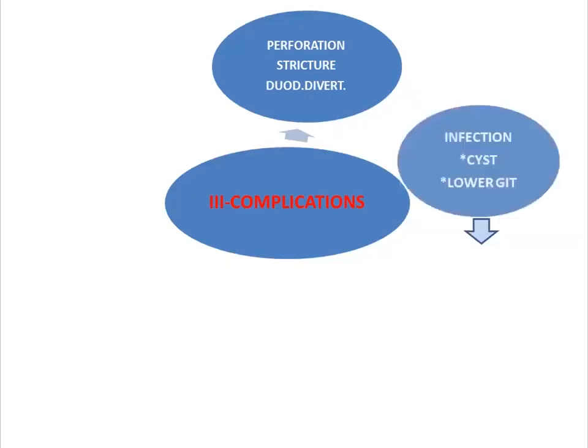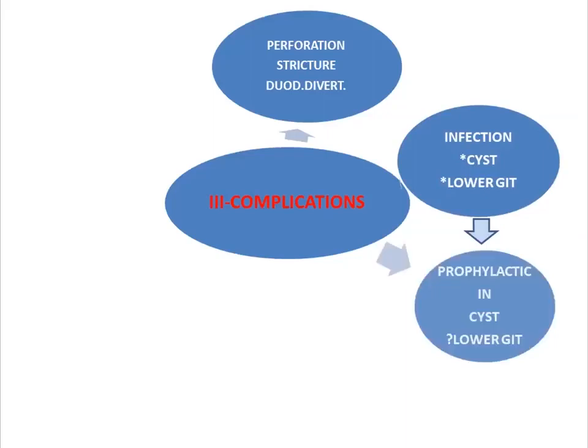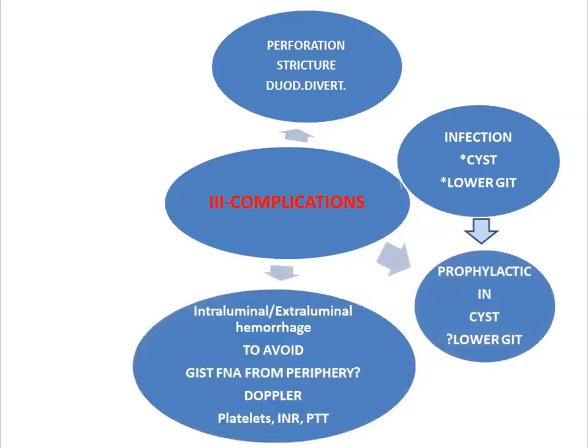The second complication is infection, especially in cysts, whether pancreatic or somewhere else. And when you do sampling of a rectal lesion, due to the presence of bacteria inside the rectum, we should give prophylactic antibiotics before sampling.